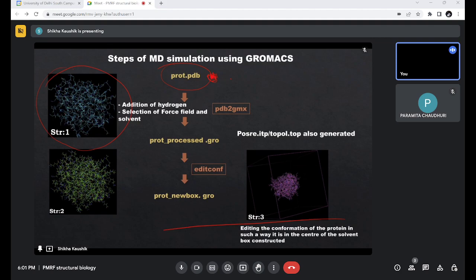But now, because you want to simulate this system, you will add the hydrogen, and you will add the solvent or the force field that is there in the actual scenario. That is done through the pdb2gmx command that helps in changing the PDB file format to the GROMACS compatible format, and this gives you basically a topology. Now you will have a topology file with you, which has an extension of topol.top.